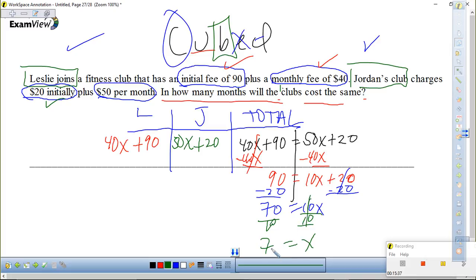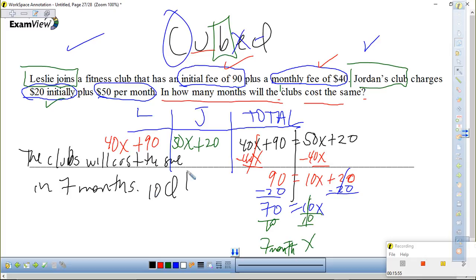7 what? Months. So let's answer the question. In how many months will the clubs cost the same? The clubs will cost the same in 7 months. Hands up if you got that by yourself. Okay, good. Now, some of you usually follow all the process, but what we want to see is that you translate this into an equation. Because once again, remember we can do this by guessing, checking, and stuff like that. Questions, comments? No? Okay.